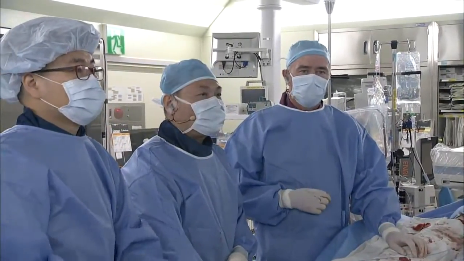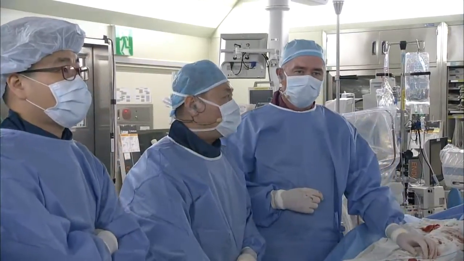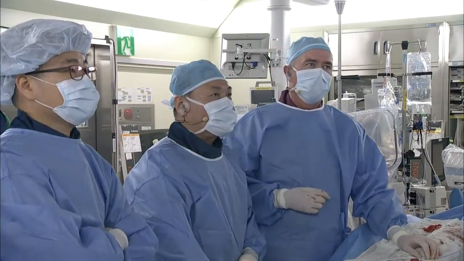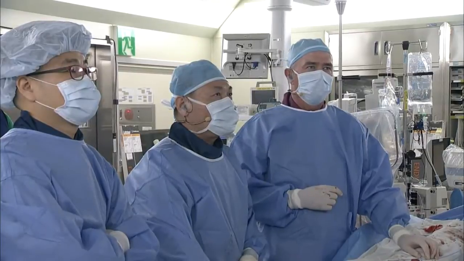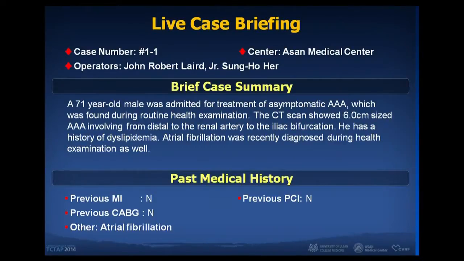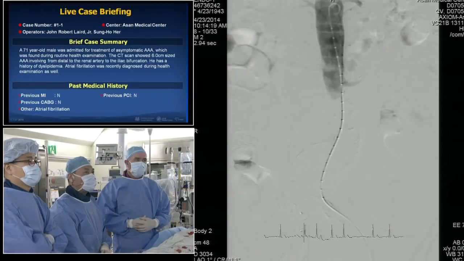What we're going to try and demonstrate for you today is an endovascular aortic aneurysm repair. This is case number 1-1. The patient is a 71-year-old man who was admitted for treatment of this asymptomatic abdominal aortic aneurysm, which was found during a routine health exam. The CT scan showed a maximal transverse diameter of 6 centimeters with an adequate infrarenal aortic neck.